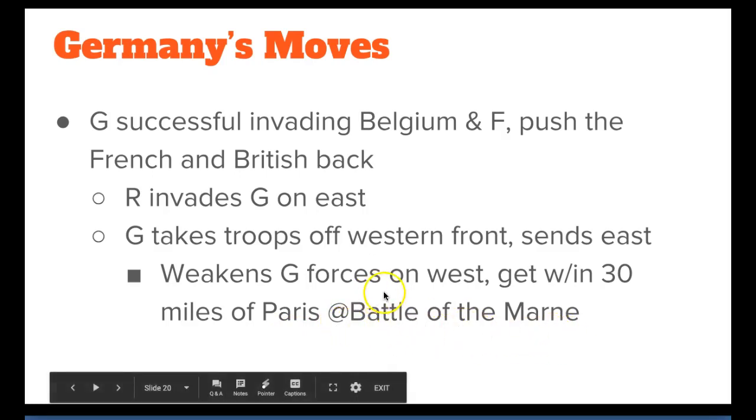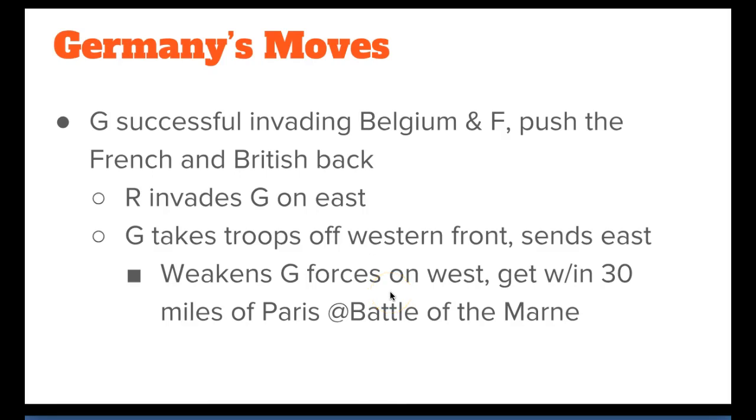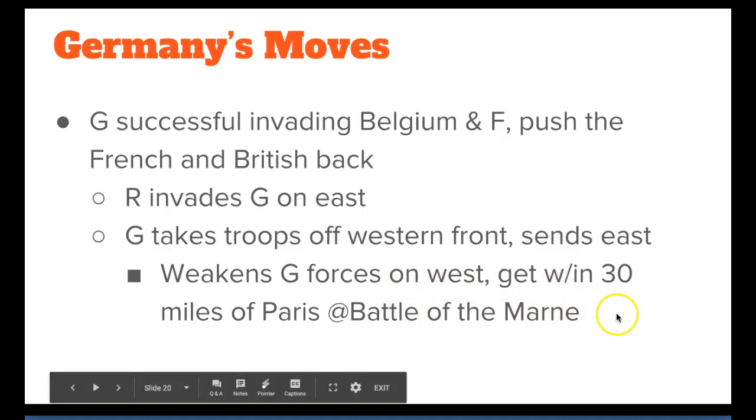And I didn't put first battle on here because I probably won't talk about the second battle on the Marne, but there are actually two if you are a battle fanatic and want to look up more information about it. This is the first battle on the Marne.